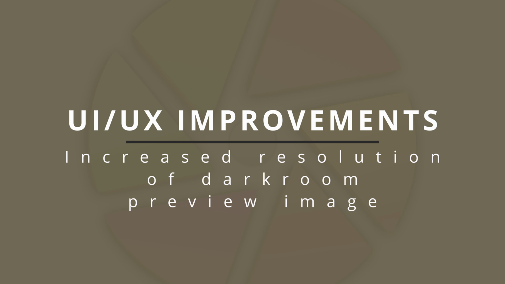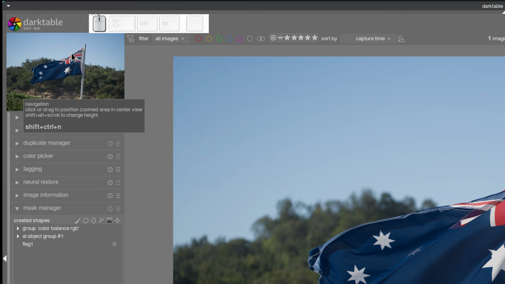In UI UX improvements, increase the resolution of the darkroom view's preview resolution images from 720 by 450 to 1440 by 900. Now I think this is referring to the thumbnail in the top left corner. That does look to me to be a little larger than the thumbnail has been in previous versions, so I'm assuming that that's what that's referring to.